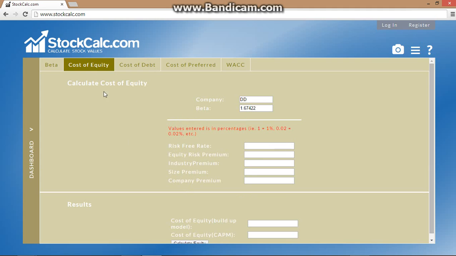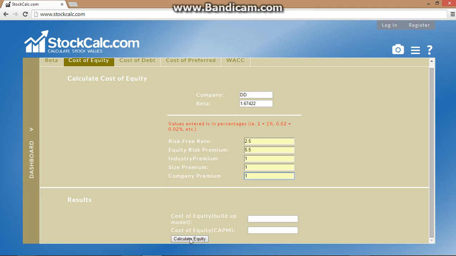We will next calculate the cost of equity, or the cost of the company going to the public markets to raise capital. We will use a current risk-free rate of approximately 2.5%, an equity risk premium of 5.5%, and we will select additional premiums for industry, size, and company. These are all available to be edited as we choose based on the different companies that we're trying to calculate the cost of capital for. We will use those to calculate the cost of equity.